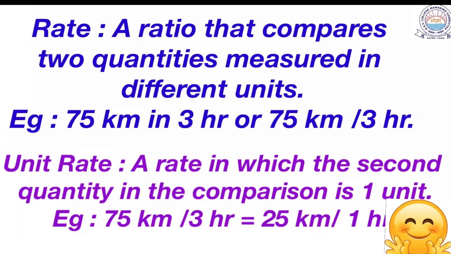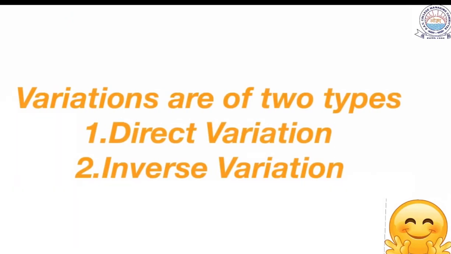Now let us define rate. A ratio that compares two quantities measured in different units. Example, 75 km in 3 hours or 75 km per 3 hours. Now unit rate. A rate in which the second quantity's comparison is 1 unit. Example, 75 km per 3 hours. This is equal to 25 km per hour. Now variation is of two types. Direct variation and inverse variation.